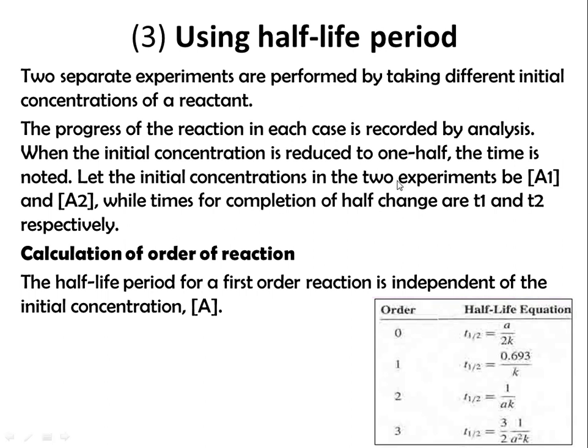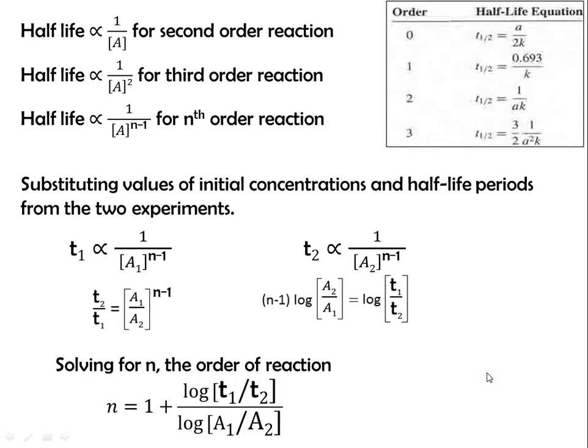Let the initial concentrations in the two experiments be A1 and A2, while the times for completion of half change are T1 and T2 respectively. So, calculation of order of reaction. For a first order reaction, half-life is independent of initial concentration. So for this it is not suitable.